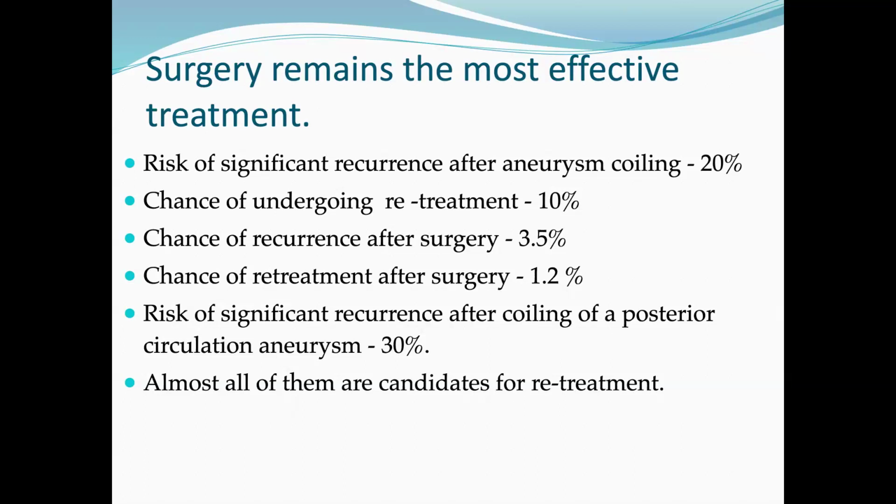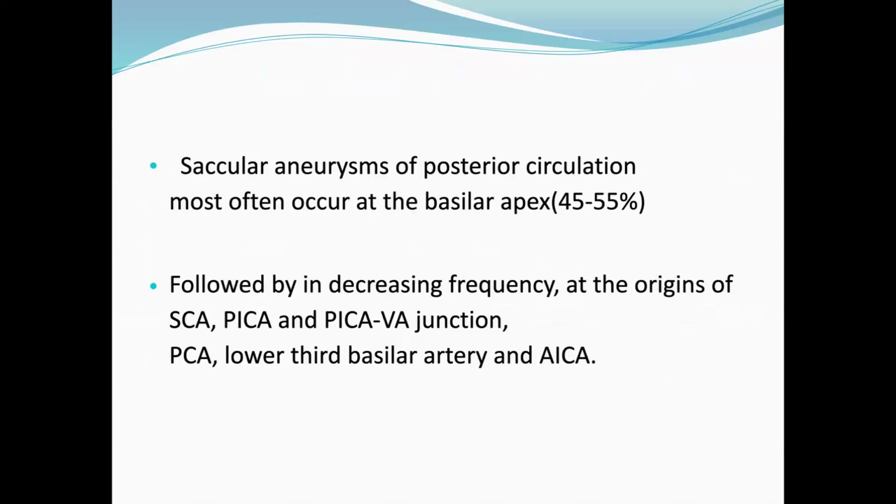And the risk of significant recurrence after coiling of a posterior circulation aneurysm is again another adverse factor when it comes to posterior circulation. It is 30%. There are a few series which say that around 43% of posterior circulation aneurysms show significant recurrence, and interestingly, all these significant recurrences in posterior circulation aneurysms are those that warrant retreatment. So here is again a case for surgery. When it comes to a favorable aneurysm, and the patient being young, the chance of eliminating an aneurysm is certainly highest with surgery.